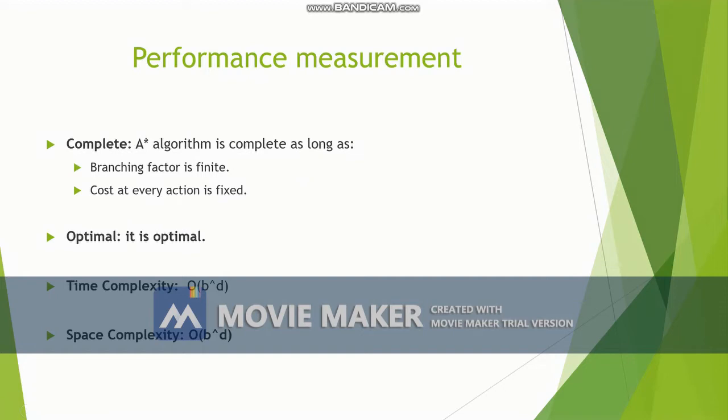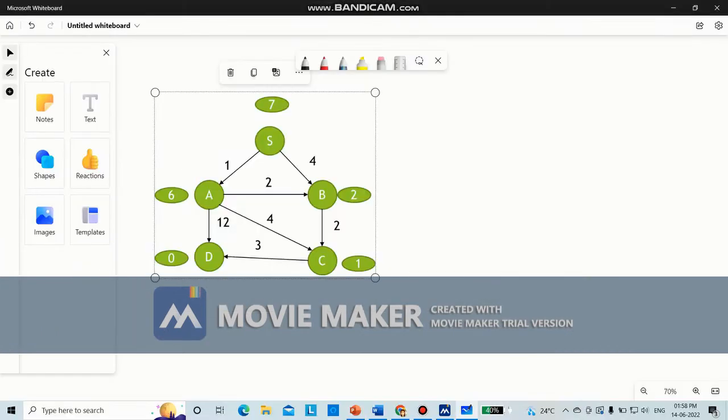Branching factor means the number of children that a particular node can have, and D is the depth. Now let us take one example and explain this A star algorithm properly. Consider this to be the graph. So we need to find, using the A star algorithm, the path from S to D.